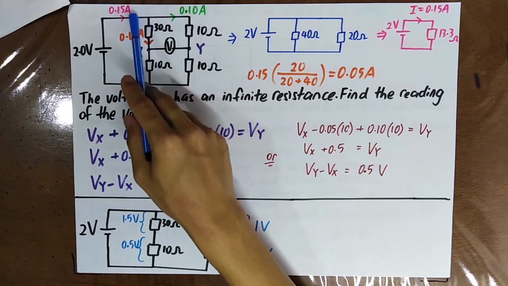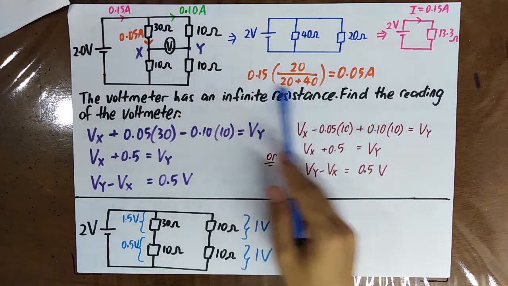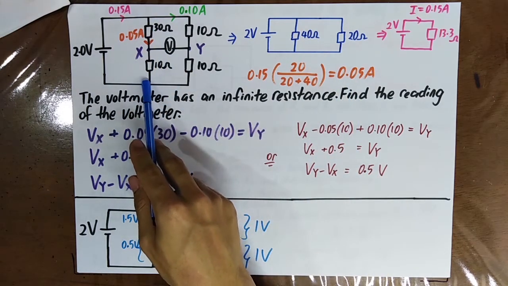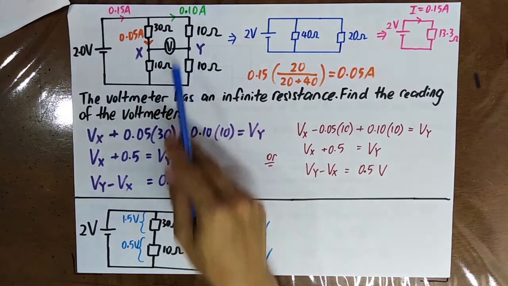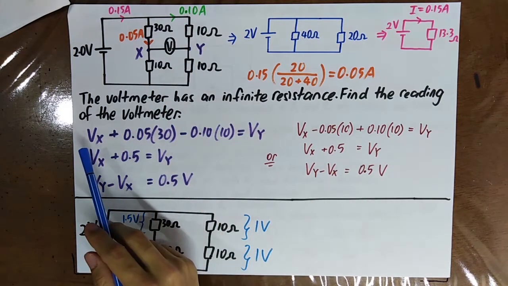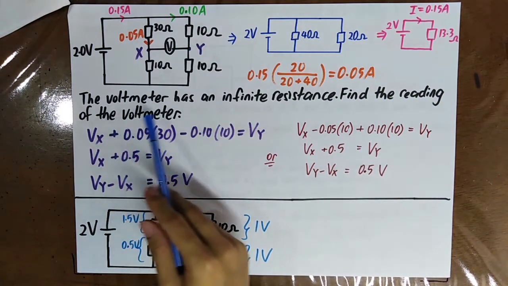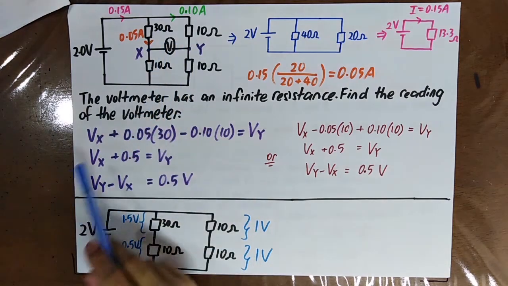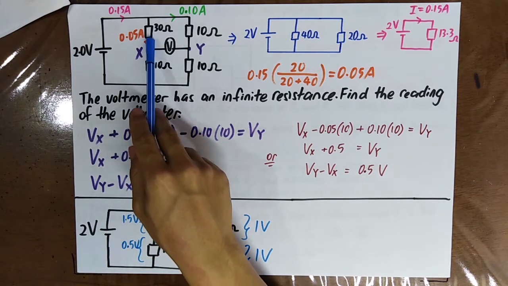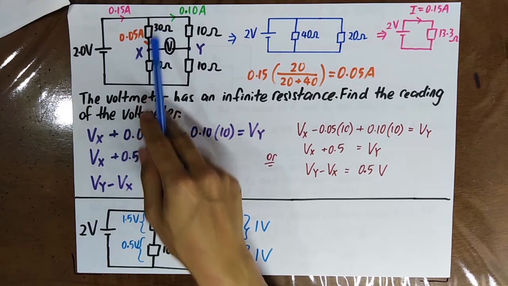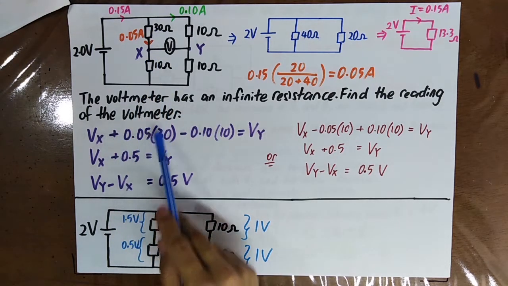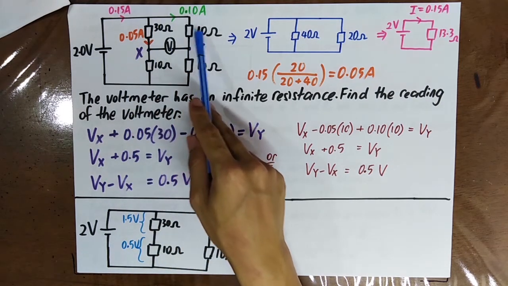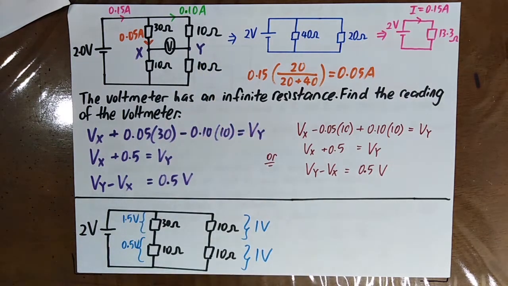By using the equations for the current divider, you know that the current that flows through here is 0.05 ampere, and the current that flows through here is 0.1 ampere. Then I want you to find the reading of the voltmeter, that is, the potential difference across here. So Vx plus 0.05 times 30, you use a positive sign because you are going against the current flow, and then minus 0.1 times 10 equal to Vy.